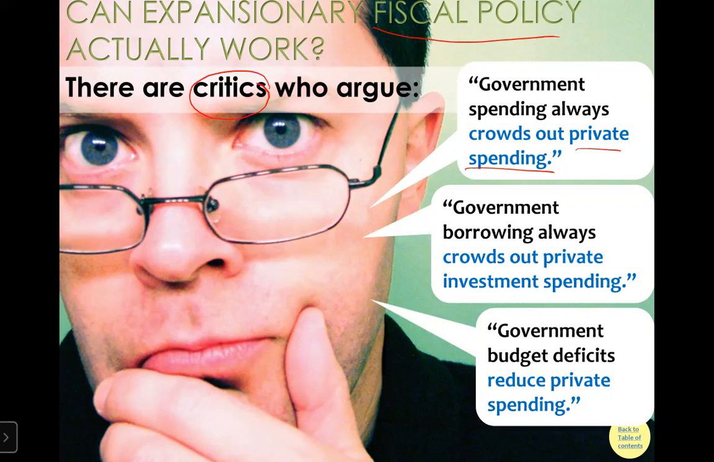The second critique says government borrowing always crowds out private investment spending. So this is similar to the first one, right? Just imagine if the economy is producing below potential, and then the government borrowing can make our pie, I mean, the size of the economy, larger.